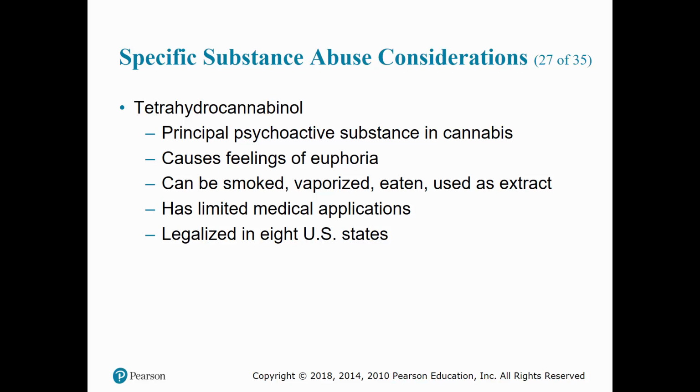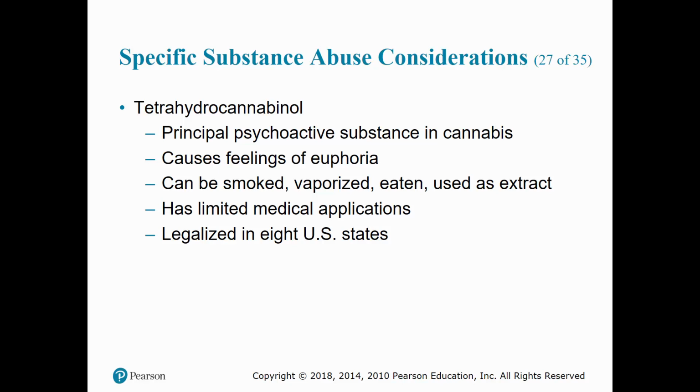Tetrahydrocannabinol, or THC in its natural form, is the principal psychoactive substance found in cannabis. Cannabis, also known as marijuana, is a plant that is used for its psychoactive properties as a recreational drug or medication. Common slang terms for marijuana are weed, bud, doobie, Mary Jane, pot, blunt, herb, hemp, and grass.